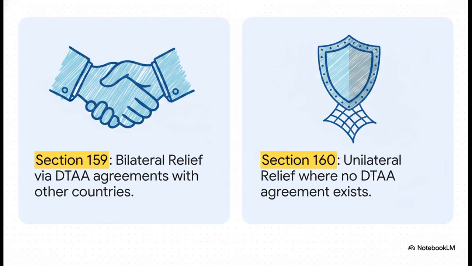So what's the core distinction between the two under the new law? It's pretty straightforward, really. Section 159 is all about bilateral relief. It kicks in when India actually has a double taxation avoidance agreement, or a DTAA, with the other country. Under 159, the provisions of the Act apply to the extent they are more beneficial to the taxpayer. On the flip side, Section 160 provides unilateral relief. Think of this as your statutory safety net. It's for Indian residents who earn income in a country that India does not have a DTAA with. It ensures they still get credit for those foreign taxes paid.